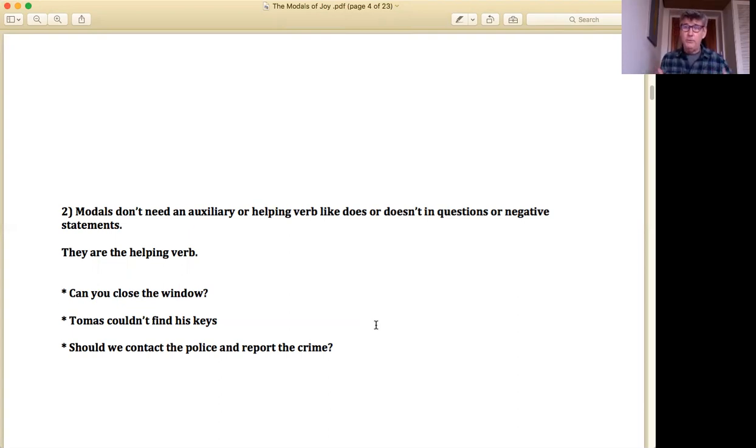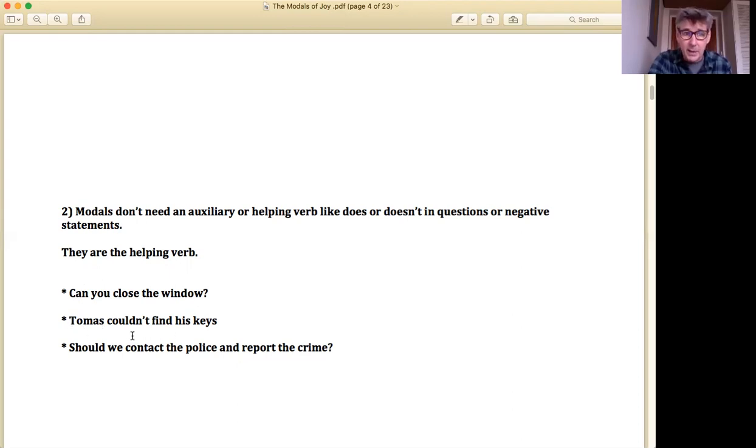Actually, the modal verb functions as the helping verb. Like I said, a modal verb is always connected to a second verb, so the modal verb in the grammar slot functions as the helping verb. So how do we make a question? Here we have, can you close the window? Our modal verb is can, and then we have our second verb, close, and this is how we structure it. Notice there's no do or does or anything like that.